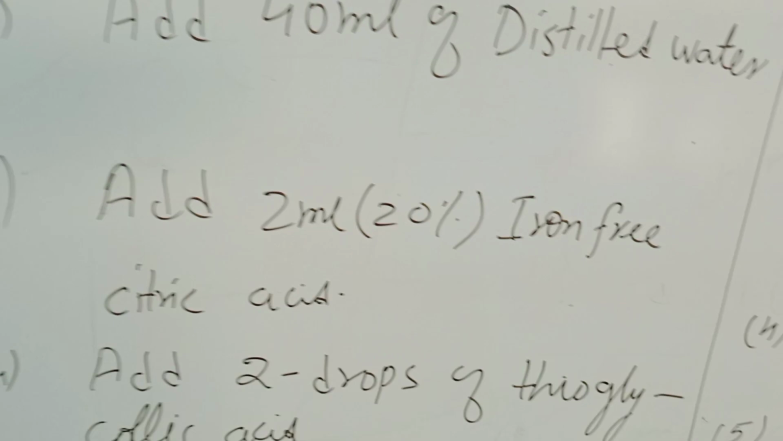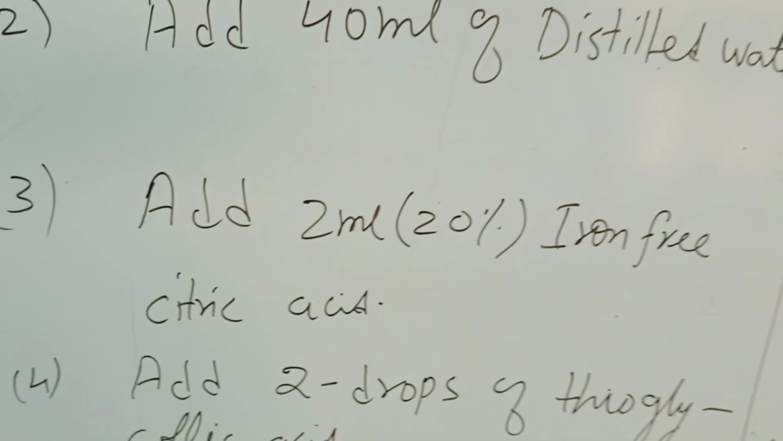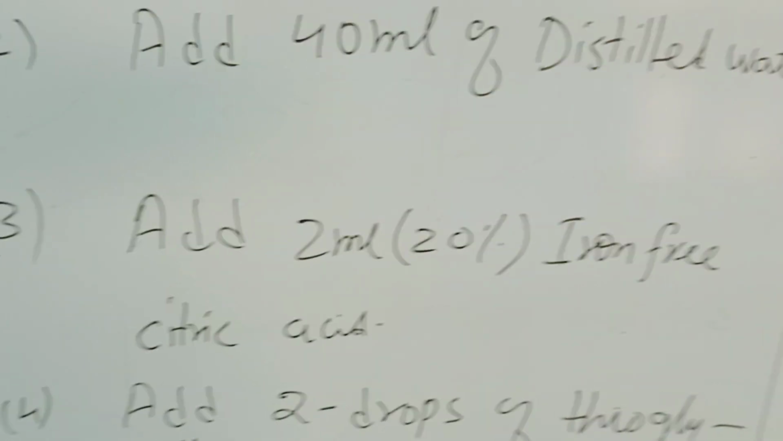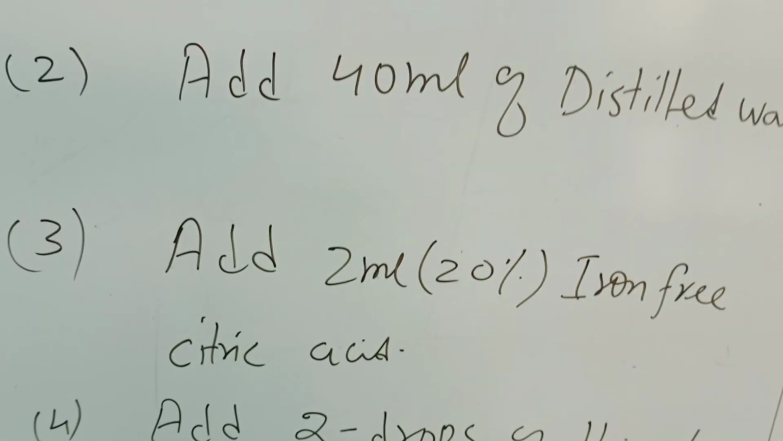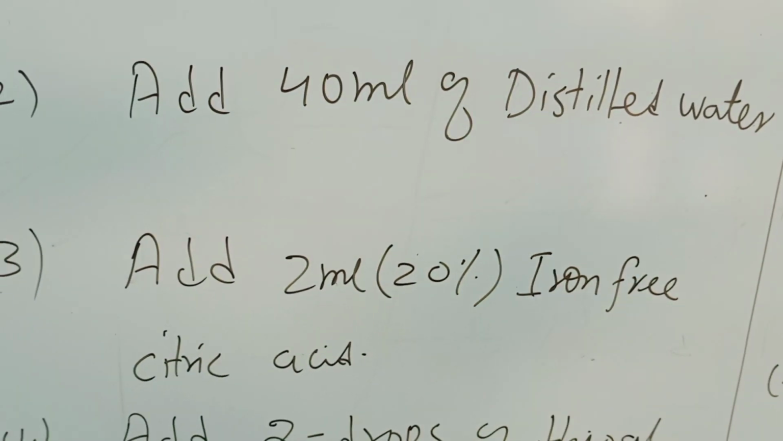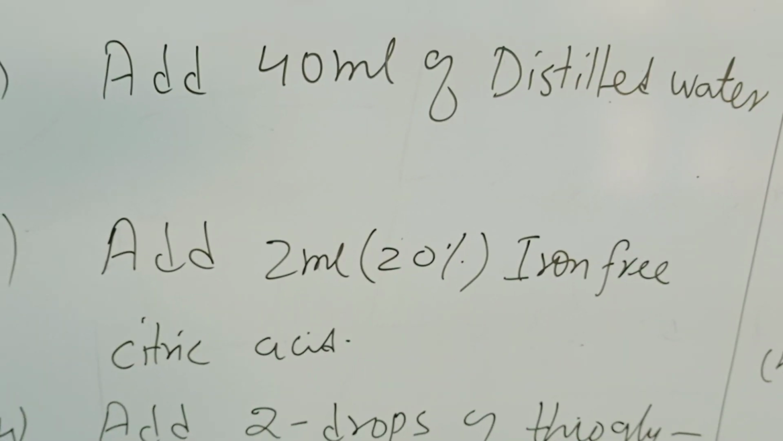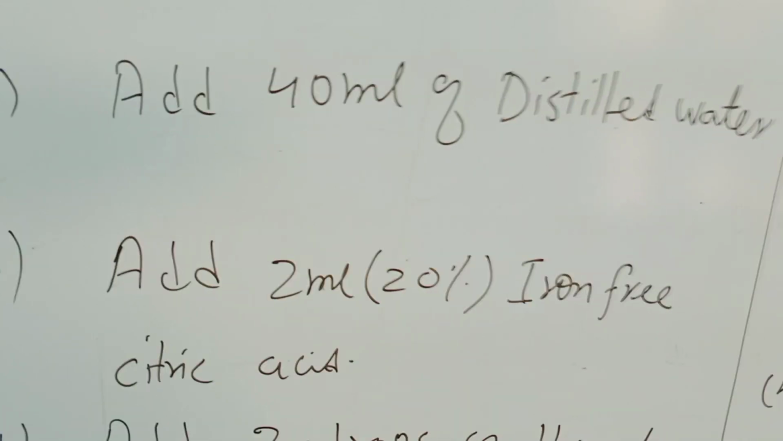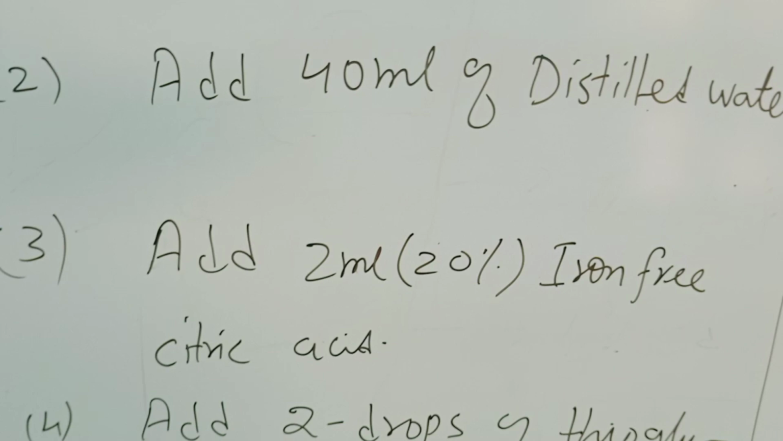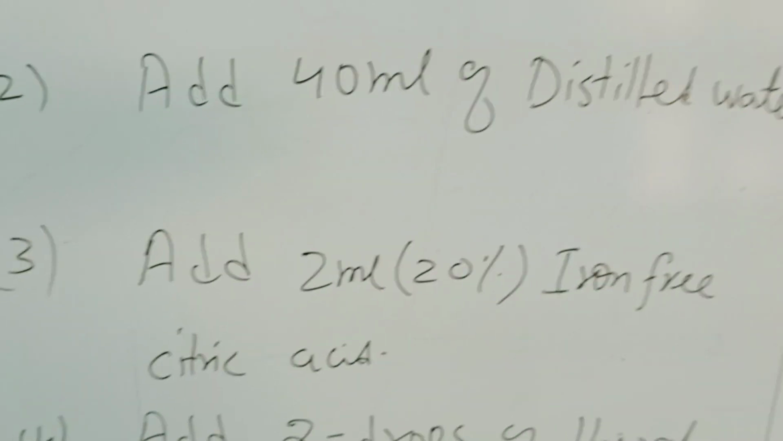So after adding the citric acid, that is the 2 ml of 20%, where 2 ml is the quantity and 20% is the strength of the citric acid. So here I have mentioned that we have to add 2 ml of 20% iron-free citric acid, which is used in step 3 for performing the limit test of iron.